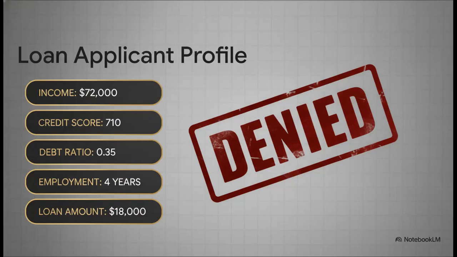Let's ground this with a real-world scenario using our hypothetical applicant-specific data. We're going to track exactly how our two contender models evaluate these specific features. Okay, so our applicant makes $72,000 a year, has a pretty solid credit score of 710, a debt ratio of 0.35, they've been at their job for 4 years, and they're asking for an $18,000 loan. The AI looks at this exact profile and just says, denied. Let's see how our two explainability tools interpret this exact rejection.